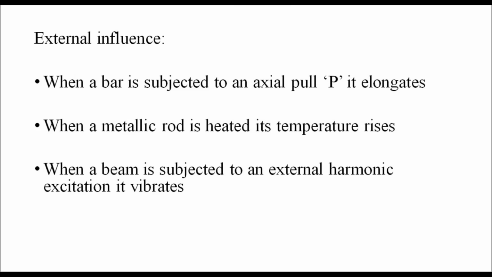When a bar is subjected to an axial pull P, it elongates. Here the external influence is the axial pull. When a metallic rod is heated, its temperature rises. Here the temperature or whatever heat we are applying to the metallic rod is the external influence. When a beam is subjected to an external harmonic excitation, it vibrates.